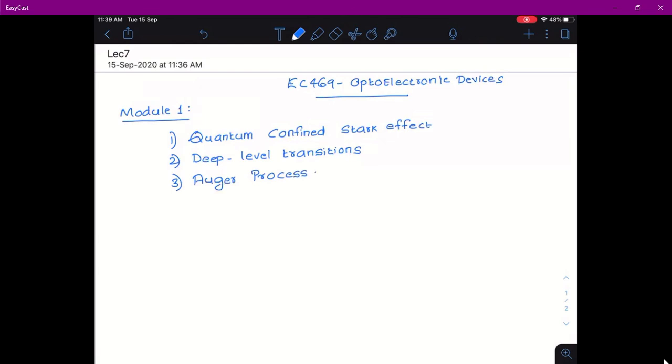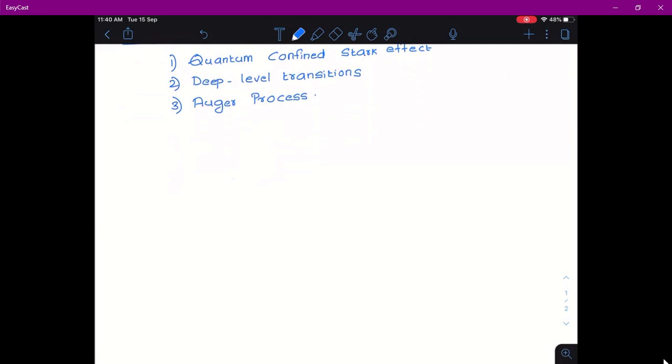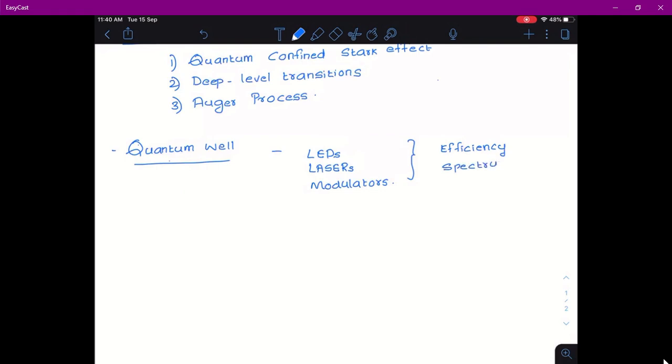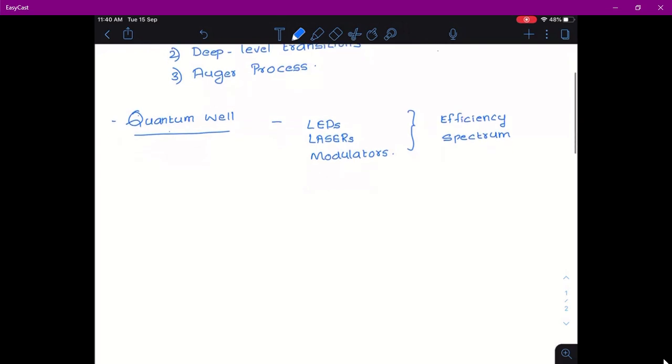So before coming into quantum confined Stark effect, let's see what a quantum well is. A quantum well is very important since it is used in LEDs, lasers, and even in some optical modulators, because you can control the efficiency and the spectrum of a radiation using the quantum well. So let's see what the quantum well is.